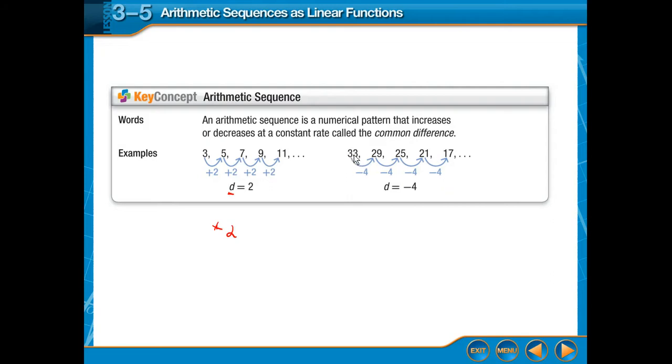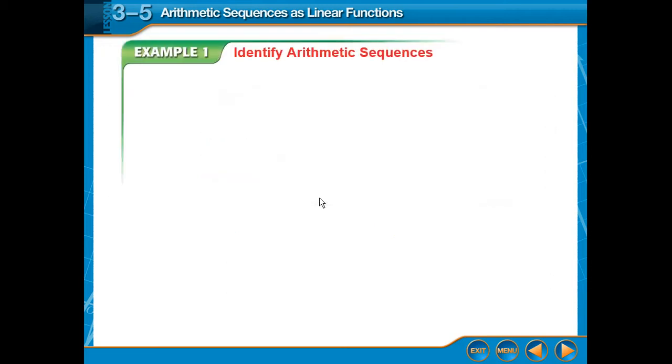It's the same thing for subtraction. From 33 to 29, 25, 21, 17, each time it is decreasing by 4. You're subtracting 4. So your common difference is -4. If it follows that pattern of just adding or subtracting a constant number each time, it is an arithmetic sequence.